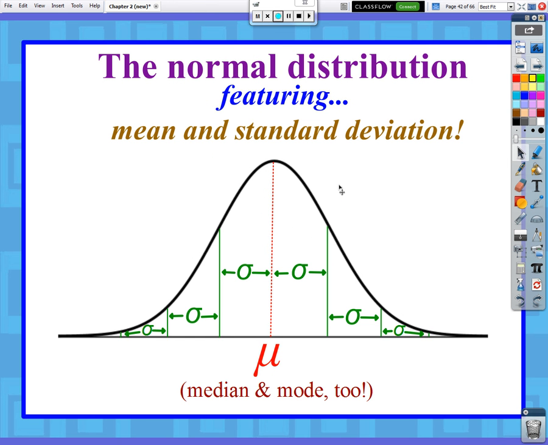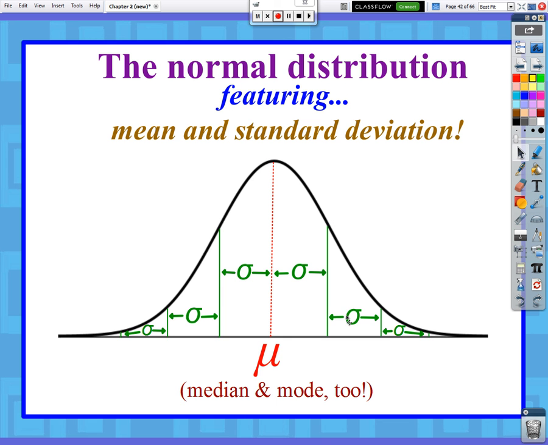So, a normal distribution has a mean in the middle, which not only is the mean, but it's also technically the median, because it splits up our normal curve to 50 and 50% on either side of it. And technically, the center is also the mode. So all three measures of center, mean, median, mode, just happen to be this middle value. And if we're going to use mean, we're going to use standard deviation.